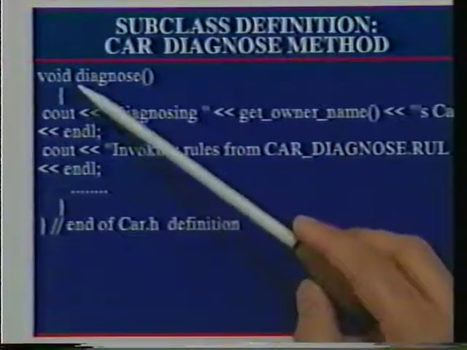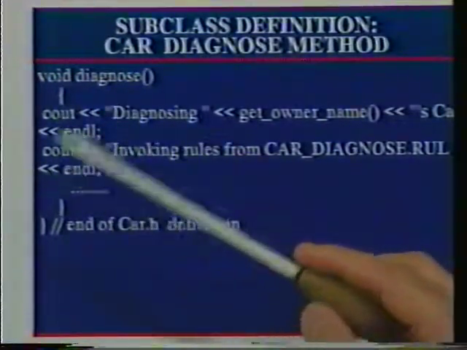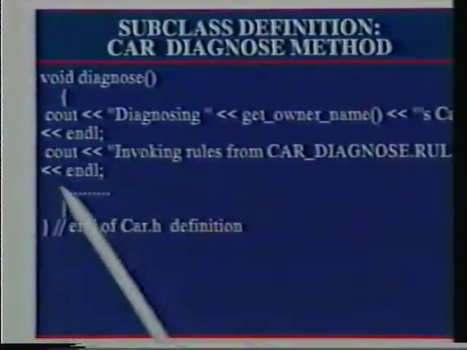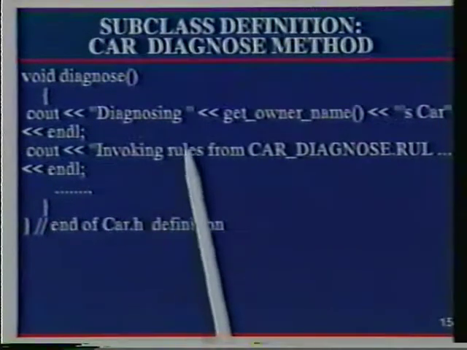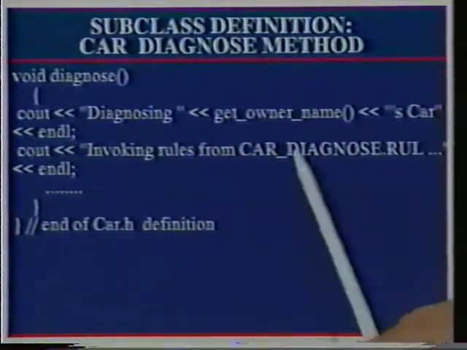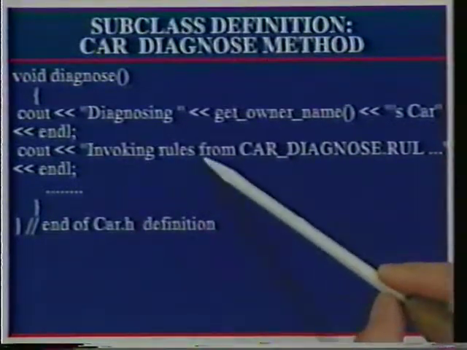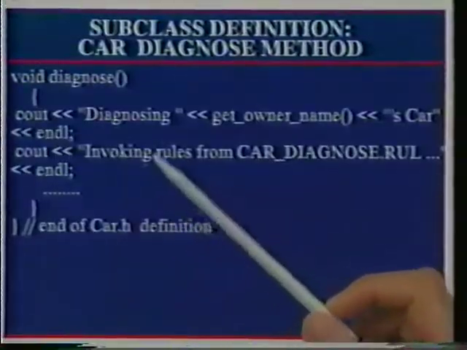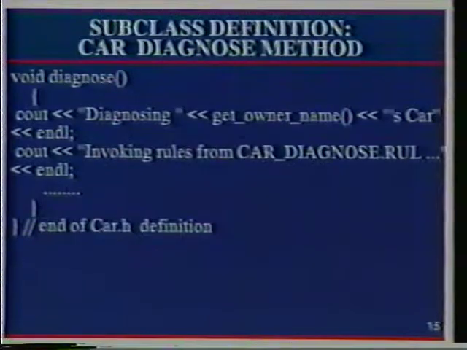Now this is some kind of an inline function where I define the function in this class itself instead of in a .c file. I can do that in C++, where here I can invoke, it's writing out something called invoking rules from car diagnosis.rule, where this is an expert system which is attached to this object. In the next section on applications, we will show you a package called Cosmos, and we will show you how we can attach these rules to this particular object through an encapsulated class called IE.